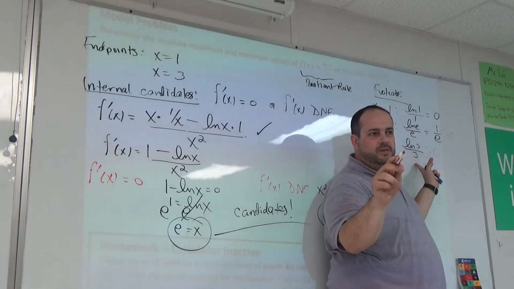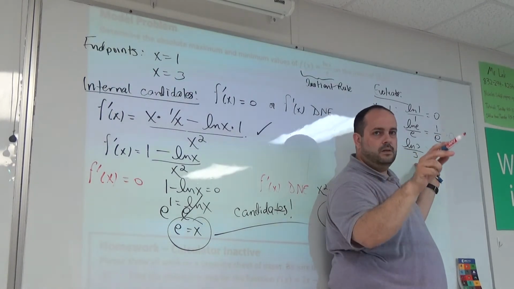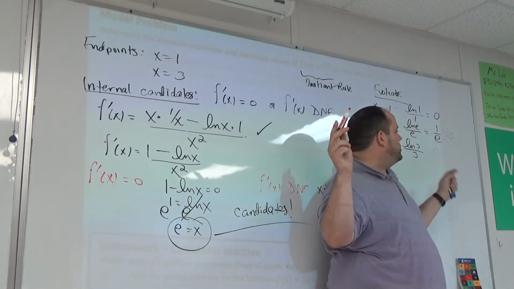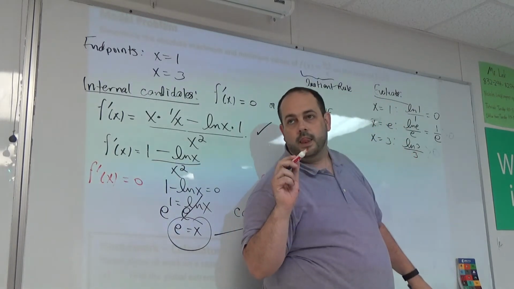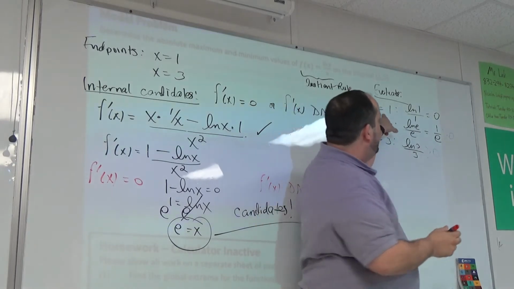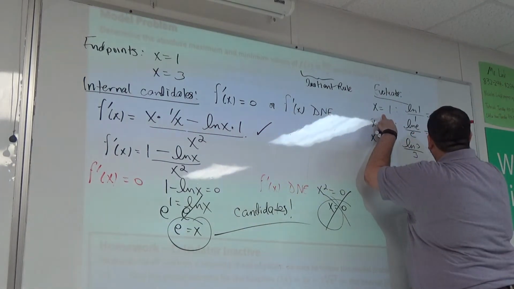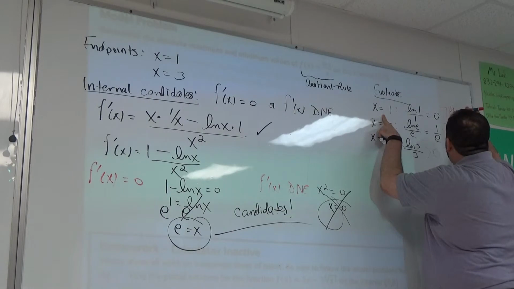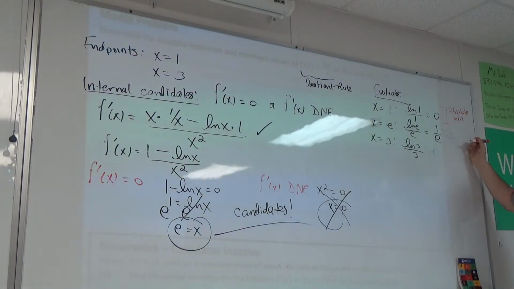I see 2 people that know something for sure, 3 people, maybe 4 people. What do you know for sure, Noemi? That x equals 1, that's your min. This guy over here is your absolute minimum. It's the absolute minimum because? It's actually equal to 0. If this guy's positive and this guy's positive and this guy's 0, doesn't this have to be the smallest value? Yes. Absolutely.